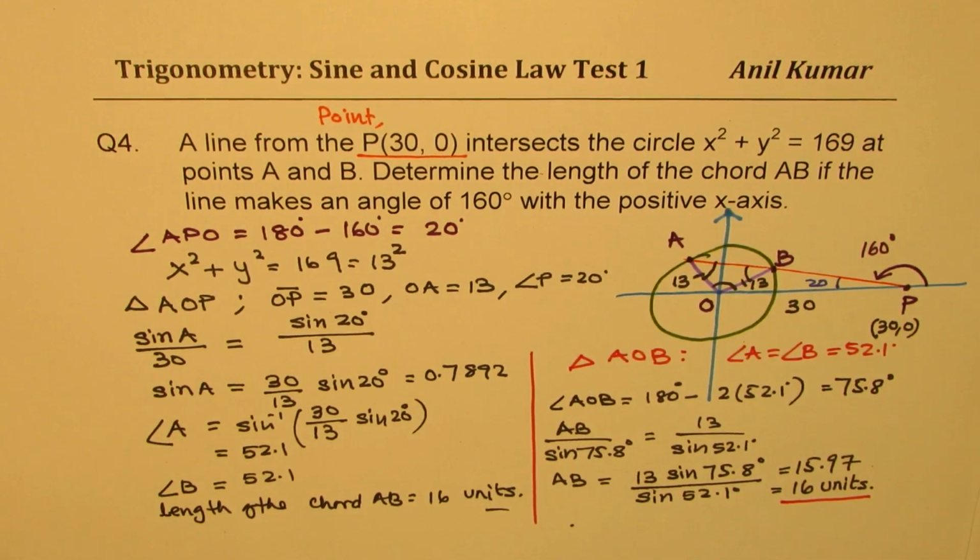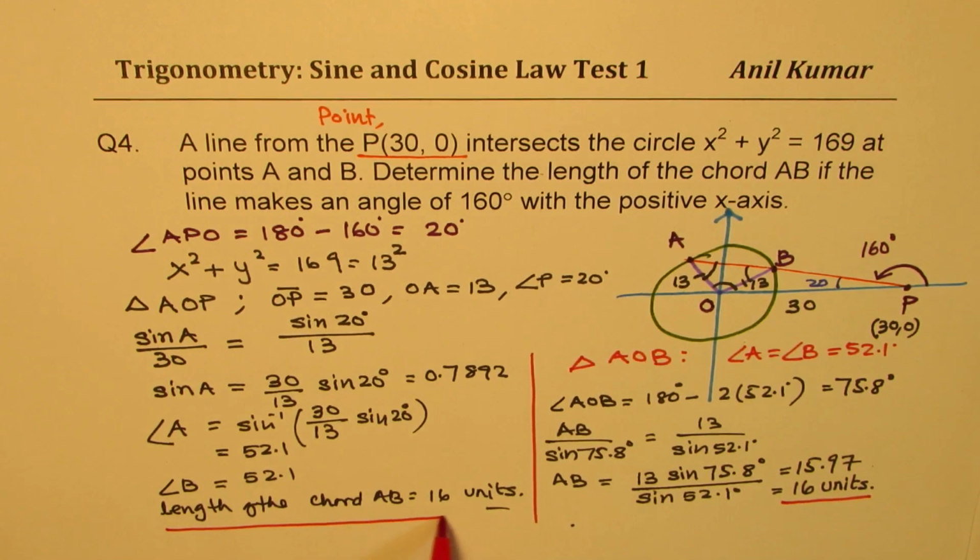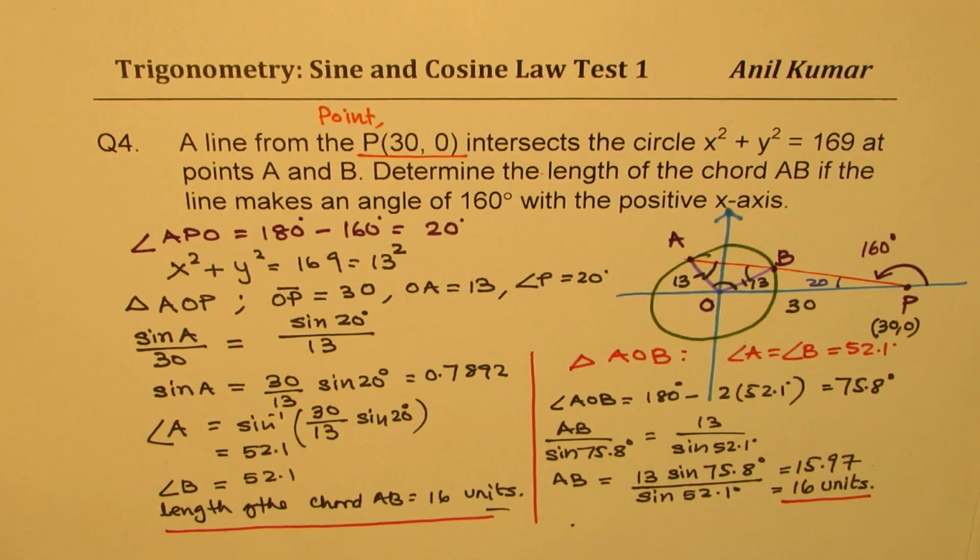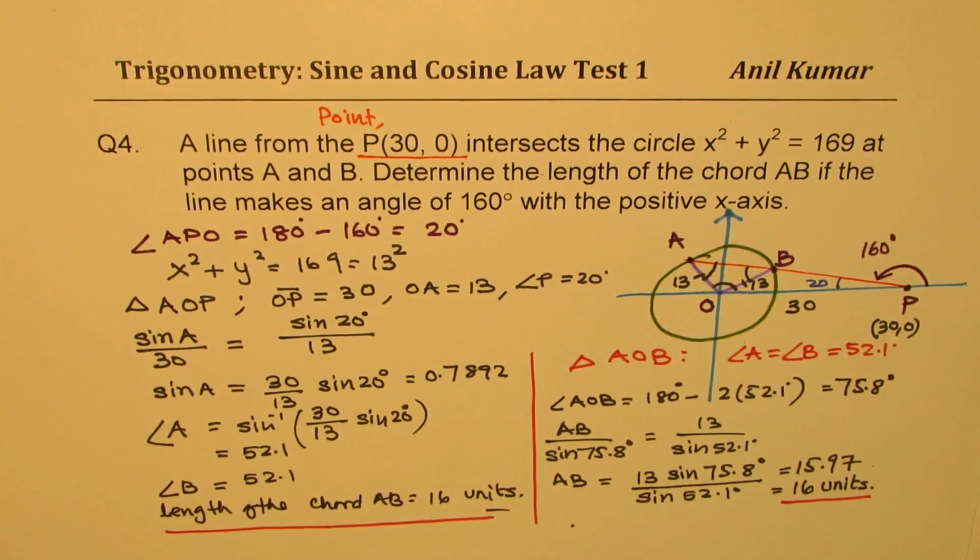So I hope the solution is straightforward. You must have noticed that in all the 4 questions which we have taken, we didn't give you a diagram. So you have to learn how to sketch a diagram for the given scenario. That is one of the most important things. Relatively, these questions are simple. In test 2, we'll take slightly more difficult questions based on sine law and cosine law. However, I hope these 4 questions give you a good start.